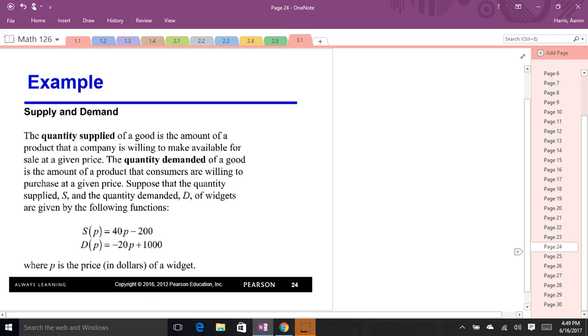Alright, let's talk about supply and demand. So quantity supplied of a good is the amount of product that a company is willing to make available for sale at a given price, whereas quantity demanded is the amount of a product that consumers are willing to purchase at a given price. So let's suppose here the quantity supplied, S, and the quantity demanded of widgets are given by the following functions as a function of the price. P is the price in dollars of a widget. Alright, so we're building widgets. S of P is the supply based on the P price that a company is willing to make available. D, demand, which is the demand based on the price.